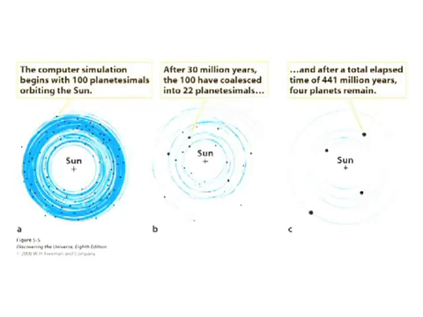And then you wait for 441 million years, and four planets is all that remains. That's a long time, 440 million years. You know, think about 440 million years. Well, in astronomy, that's okay. That's a normal time. And so the planets form after that time in this computer simulation. So this is probably what happened in our solar system.